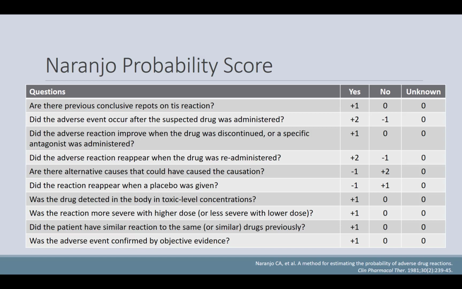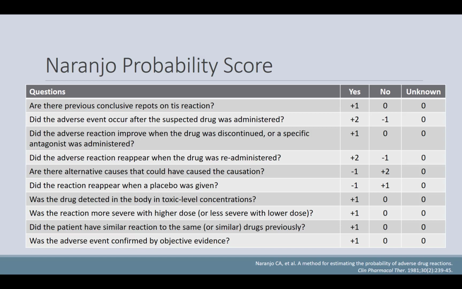Was the drug detected in the blood or in the body objectively in toxic level concentrations? If yes, that's a good criterion, although many drugs cannot be detected in the body. Was there a dose response for their adverse drug reaction? Did the patient have a similar reaction to the same or similar drugs previously in their lives? And was the adverse event confirmed by objective evidence? So then you tally all these up, and this can give you a more objective assessment of whether an adverse drug reaction you see in practice was actually due to the medication.